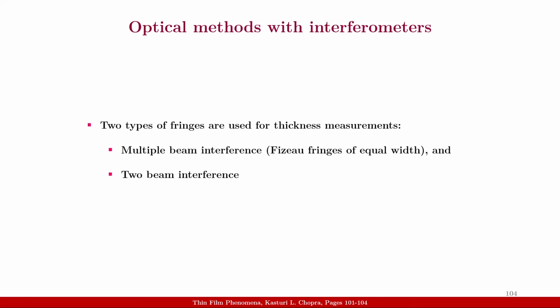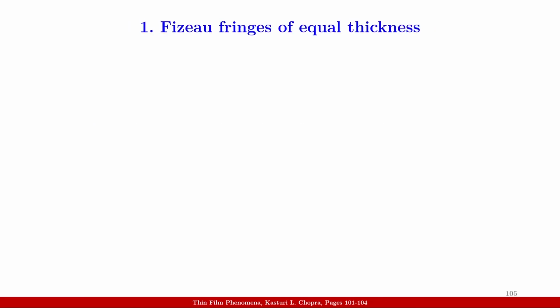Two types of fringes can be used for thickness measurements: the multiple beam interference, which is also known as Fizeau fringes of equal thickness, and two beam interference. We will now discuss these two. Fizeau fringes of equal thickness.